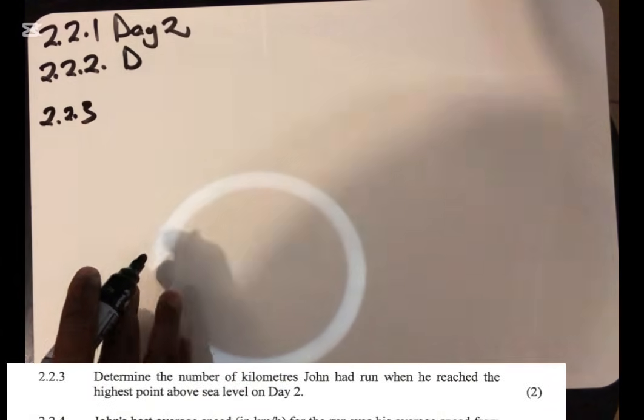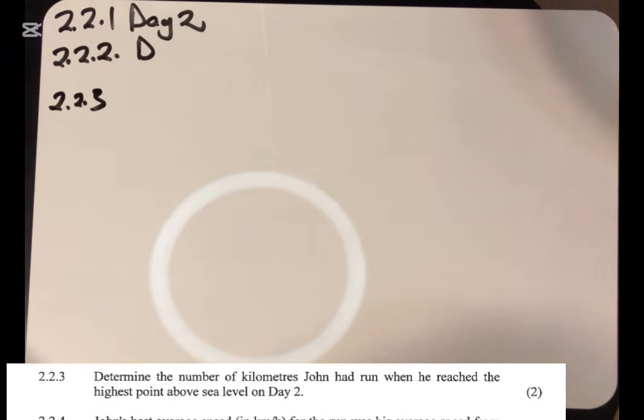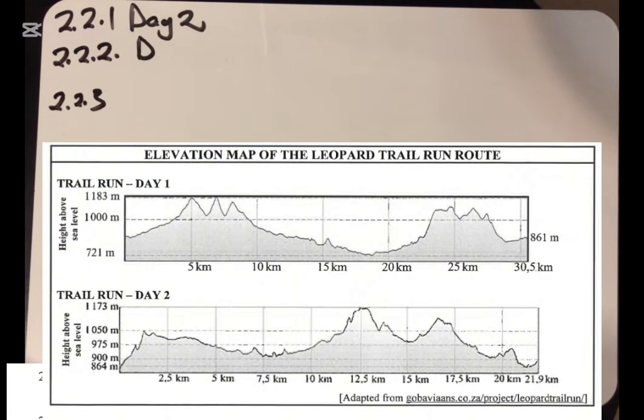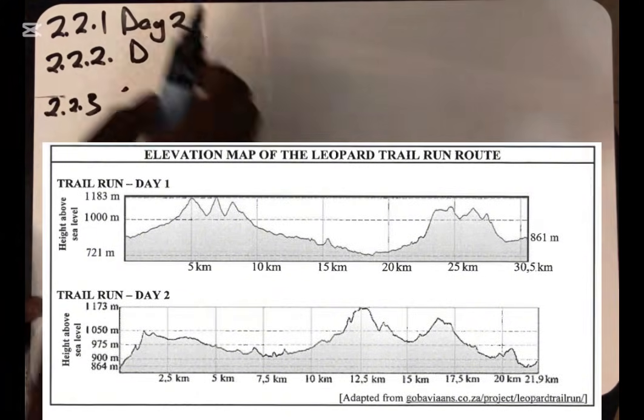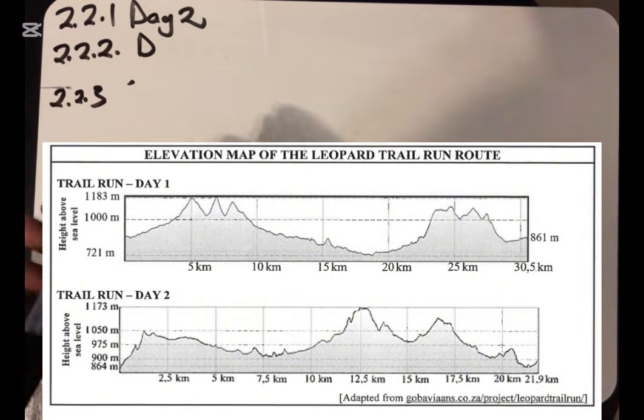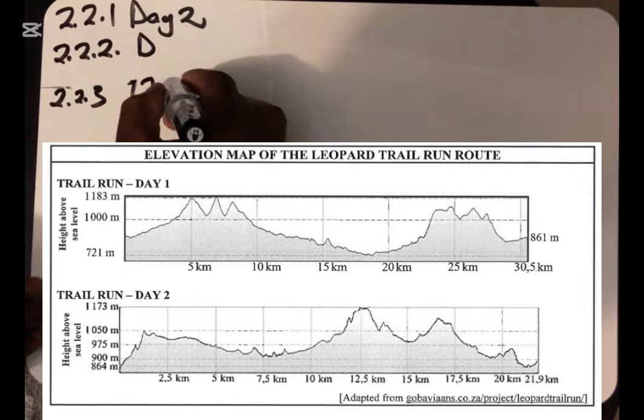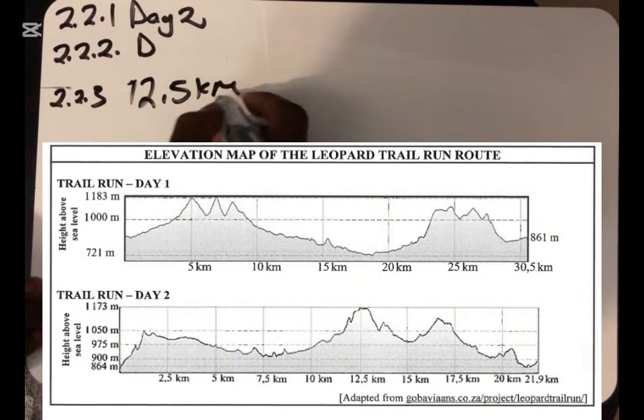2.2.3, it says, determine the number of kilometers John had run when he reached the highest point above the sea level in day 2. Day 2, we can see that the highest sea level is found at 12.5 kilometers. It's found at 12.5 kilometers.